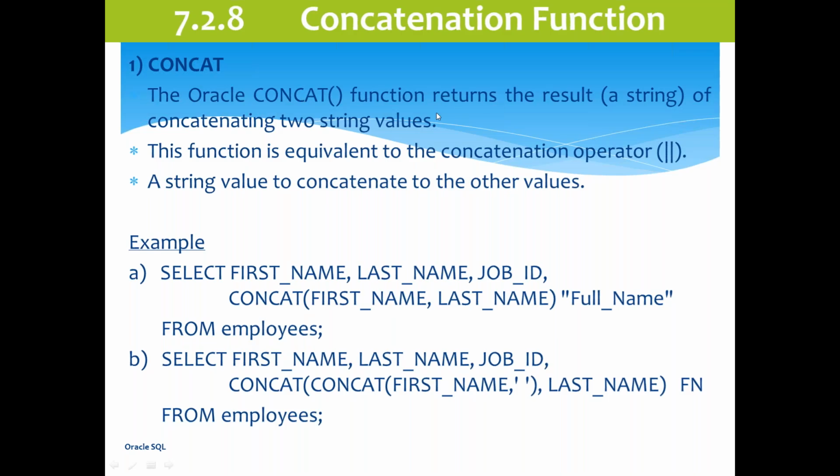This Oracle CONCAT function returns the result of concatenating two string values. At a time, only two strings will be concatenated. If we want to concatenate three strings, first concatenate two strings, then use that output as one, and concatenate the third one. Similarly, once the third is completed, next the fourth one. So one by one only we can concatenate.